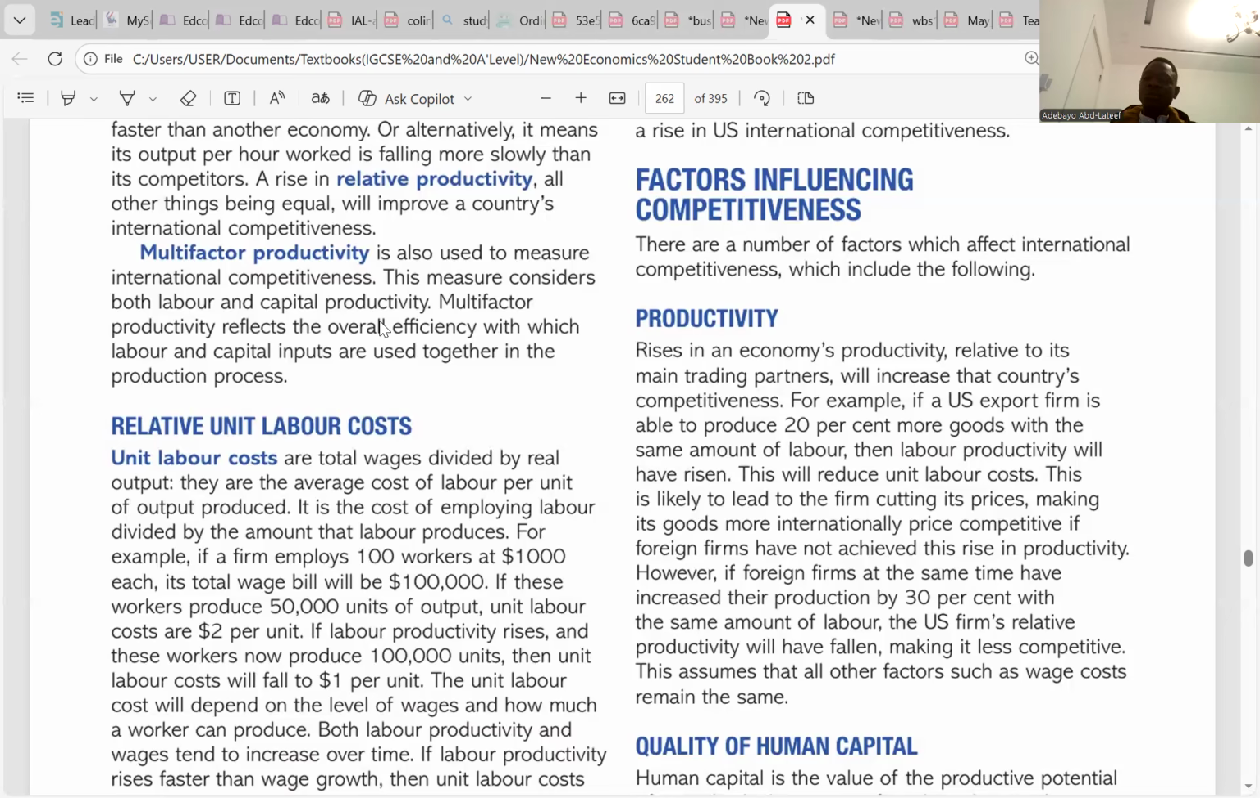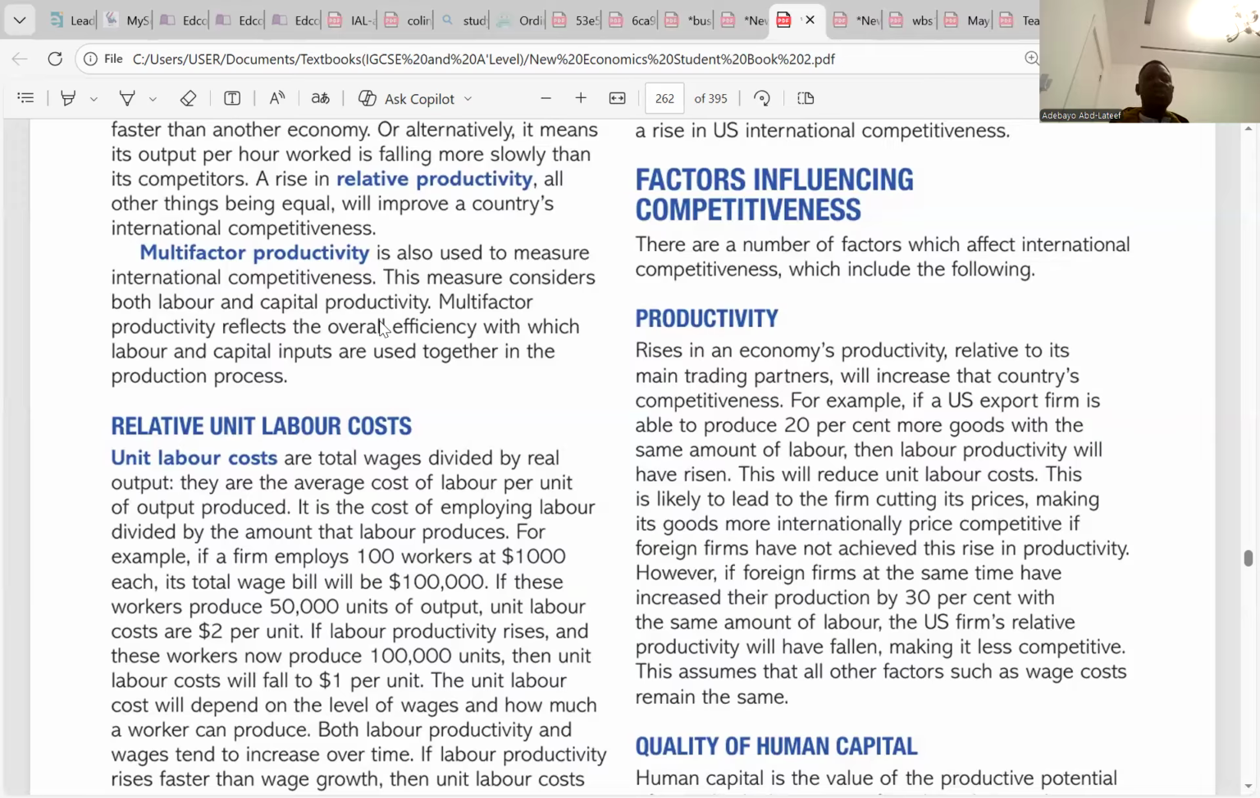So the first factor that could influence how competitive a country could be is productivity. And when we talk about productivity, we're simply talking about output against a certain level of input. So here they said a rise in a country's productivity relative to its trading partners will increase the country's competitiveness. So if your productivity is increasing compared to those of your trading partners, those of your competitors, it simply means it's giving you an edge over your competitors. That is the point there.